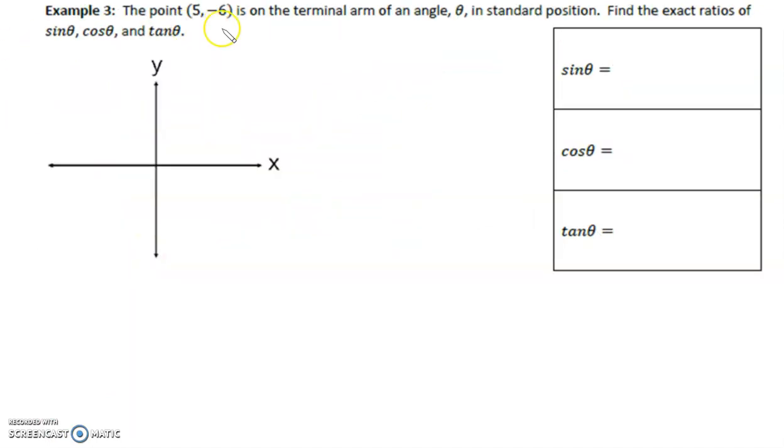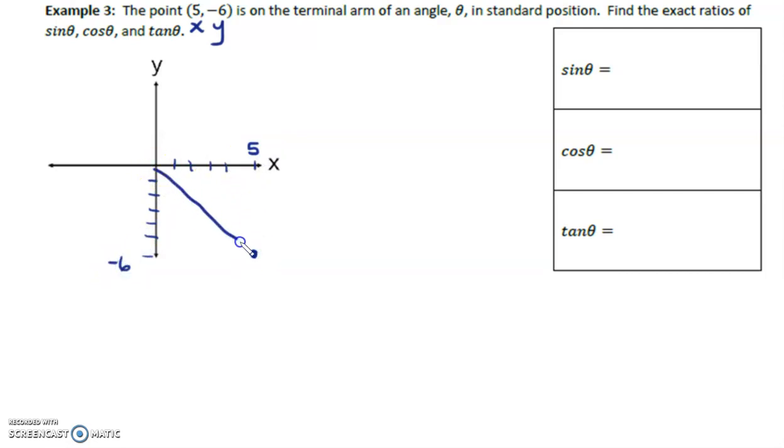Okay, example 3. The point (5, -6) is on the terminal arm of angle theta in standard position. So this is x, this is y. We'll call 1, 2, 3, 4, 5. So this is 5, comma, negative 6. 1, 2, 3, 4, 5, 6. So this is going to be negative 6.